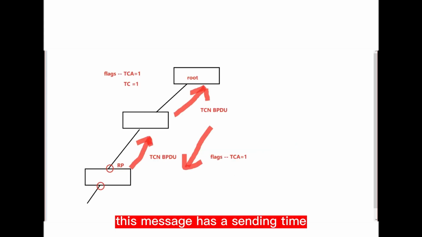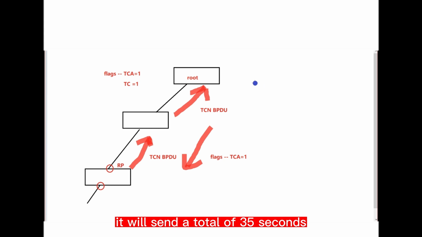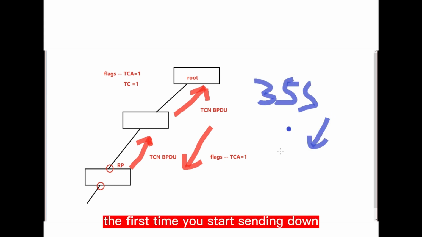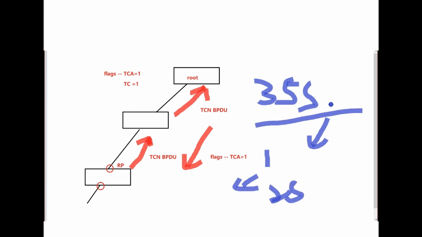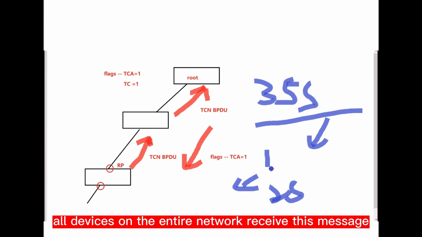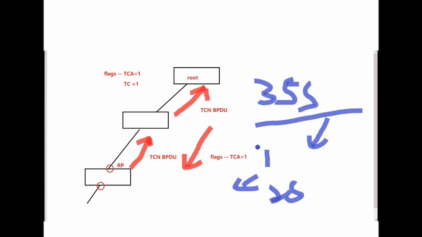This message has a sending time. It will send for a total of 35 seconds. When it first starts sending down, it sends once every 2 seconds, sends for 35 seconds, and then stops. It keeps sending until it is confirmed that all devices on the entire network have received this message.